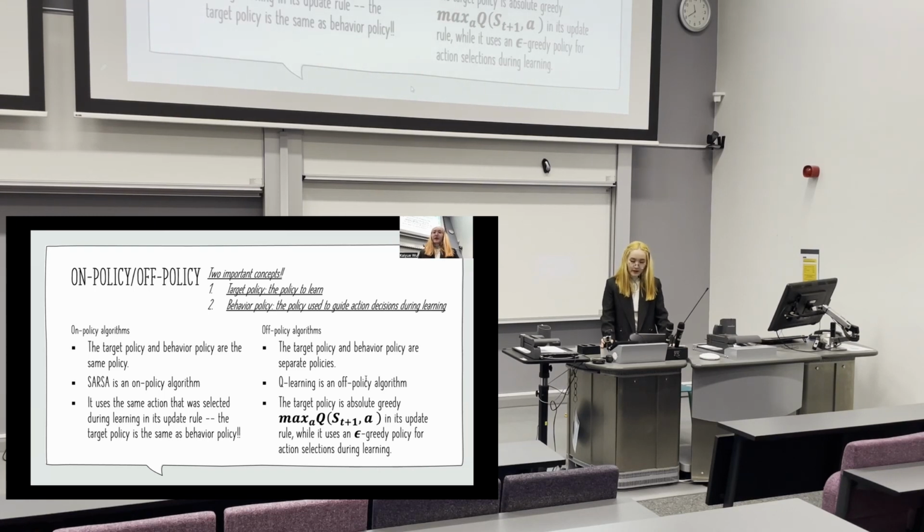I think it's better to explain them with examples. As we've learned in the second section about Q-learning and SARSA, SARSA uses the same action that was selected in the learning process in its update rule. In this case, the behavior policy is the same as the target policy. Hence, SARSA is an on-policy algorithm. For Q-learning, it uses an epsilon greedy policy when selecting actions during learning, but the target policy is absolute greedy. Hence, Q-learning is off policy.